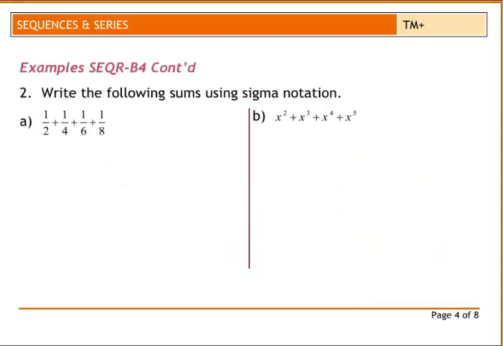Next, write the following sums using sigma notation. So I know I'm going to go from k equals 1, and I have 1, 2, 3, 4 terms.